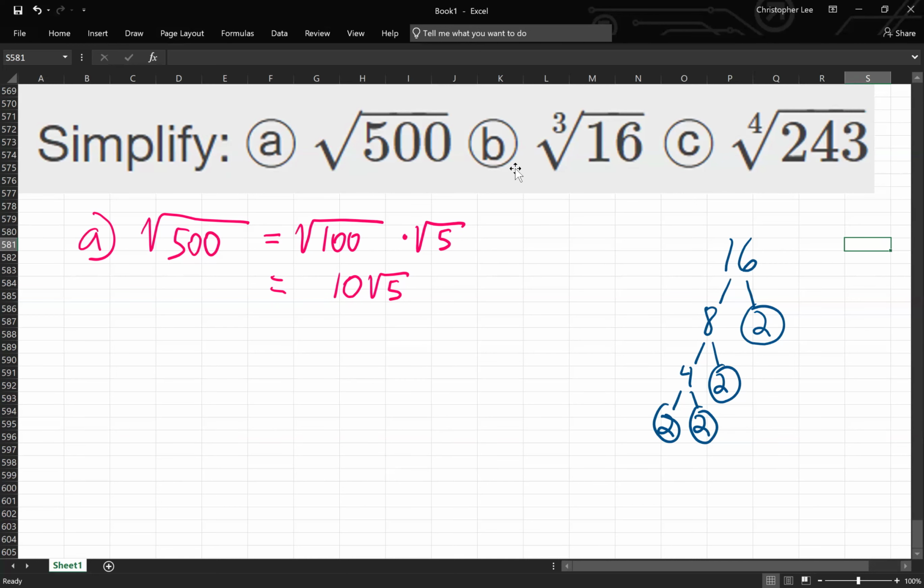What you do after that is you count. Let's count how many twos we have. 1, 2, 3, 4. So watch what I'm going to do with B now. They want the cube root of 16. I'm going to break down the 16 very simply into the cube root of 2 raised to the fourth power. Why the fourth power? Because I have 1, 2, 3, 4 twos.